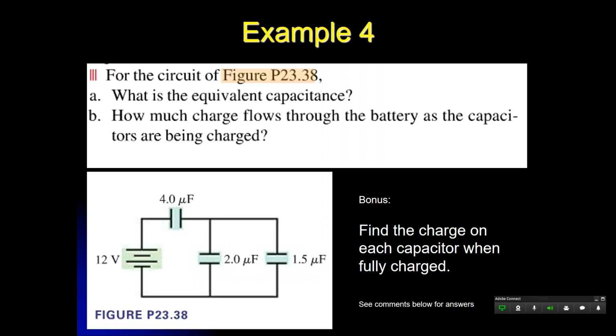Yeah, you do that. That's the answer? 22.4. That's the total charge. Do this right here.